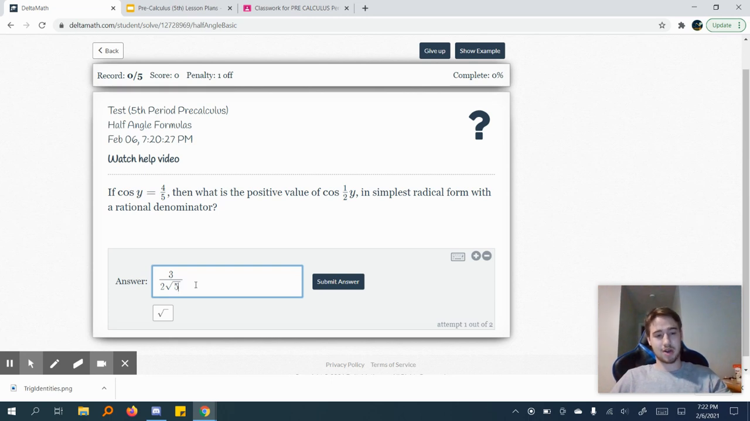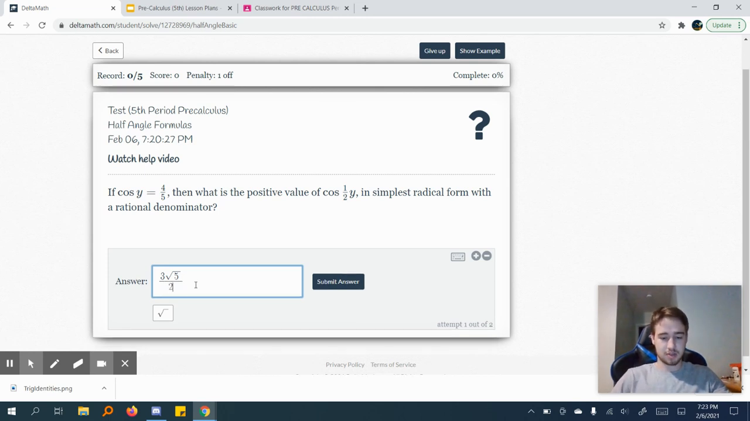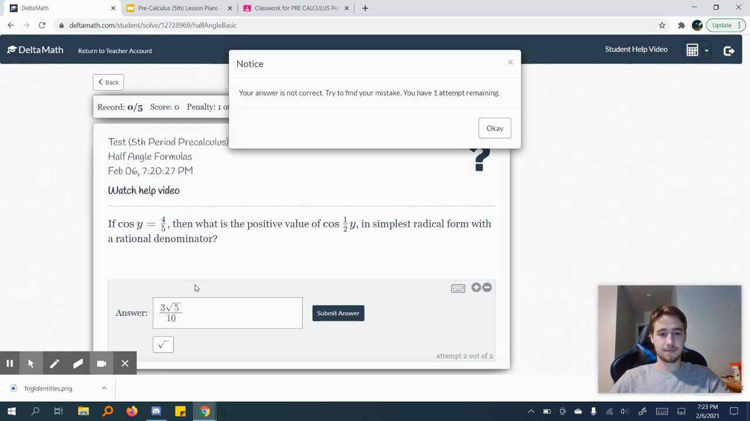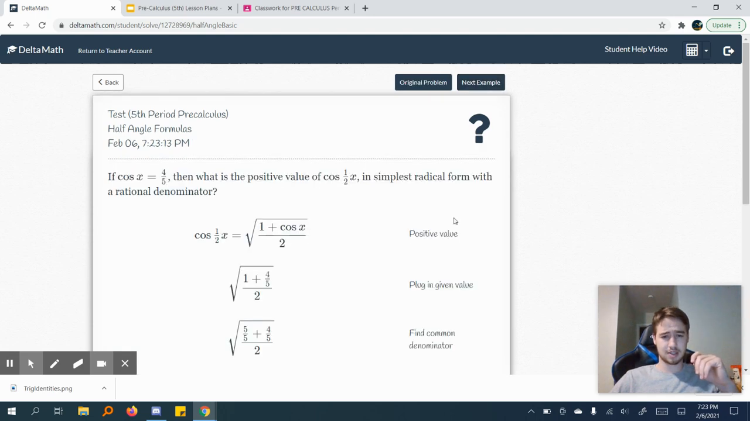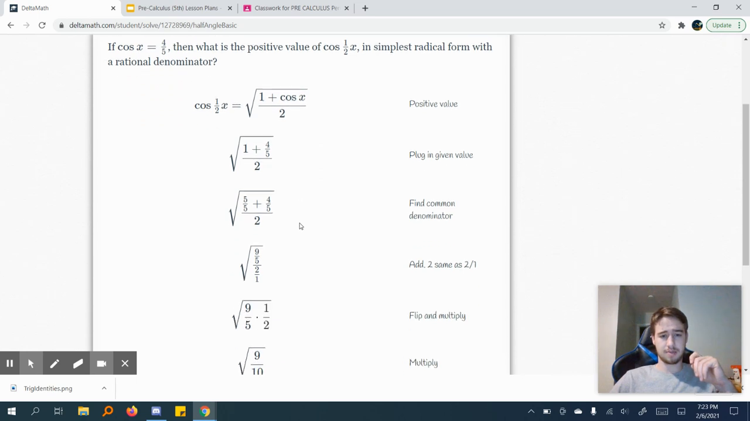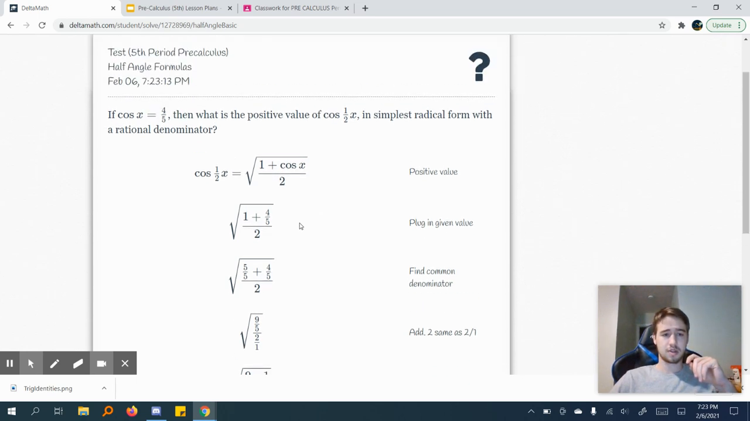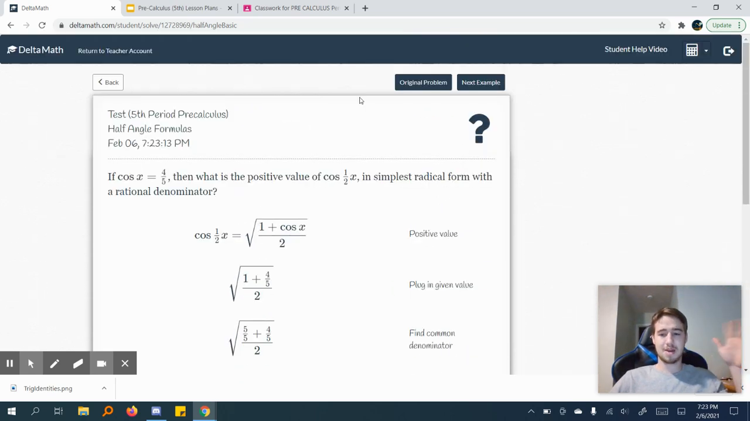Lastly, let's just rationalize this by multiplying numerator and denominator by radical 5. So 2 times 5 down here, giving us 10. I appear to have made a mistake of some kind. What exactly does it have here? Radical of 1 plus cosine, all divided by 2. Oh, my mistake. The 2 is actually under the radical.